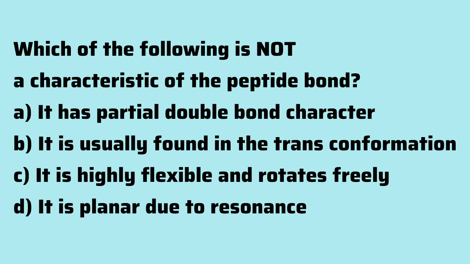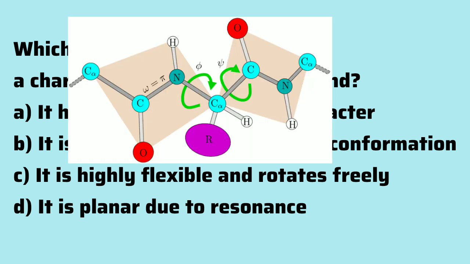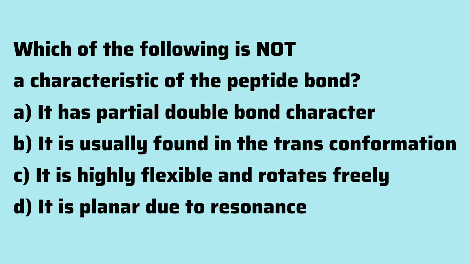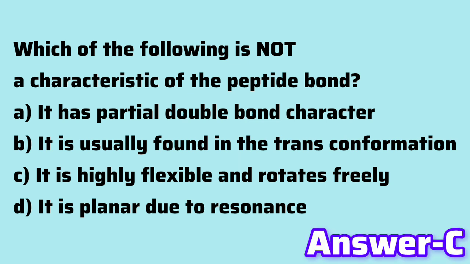C: It is highly flexible and rotates freely. No, it is not flexible, it is a rigid bond, so it is not a characteristic of the peptide bond. So here the correct answer will be C. Let's see the other one. D: It is planar due to resonance. Yes, that is also correct, but we need to choose which is not a characteristic of the peptide bond. So here the correct answer is C, it is highly flexible and rotates freely.